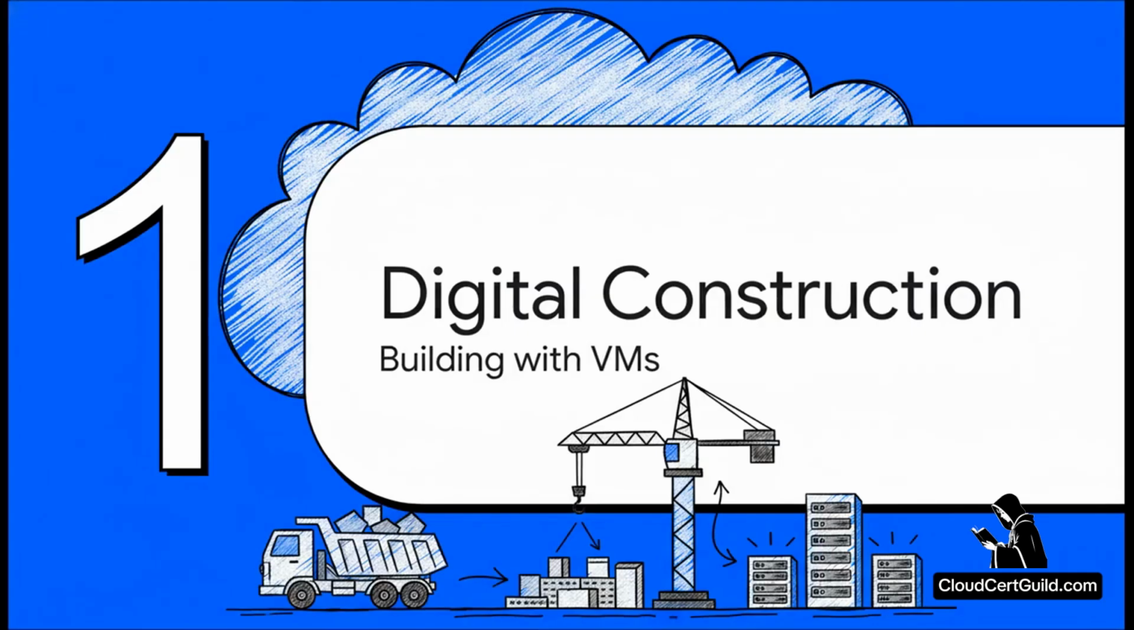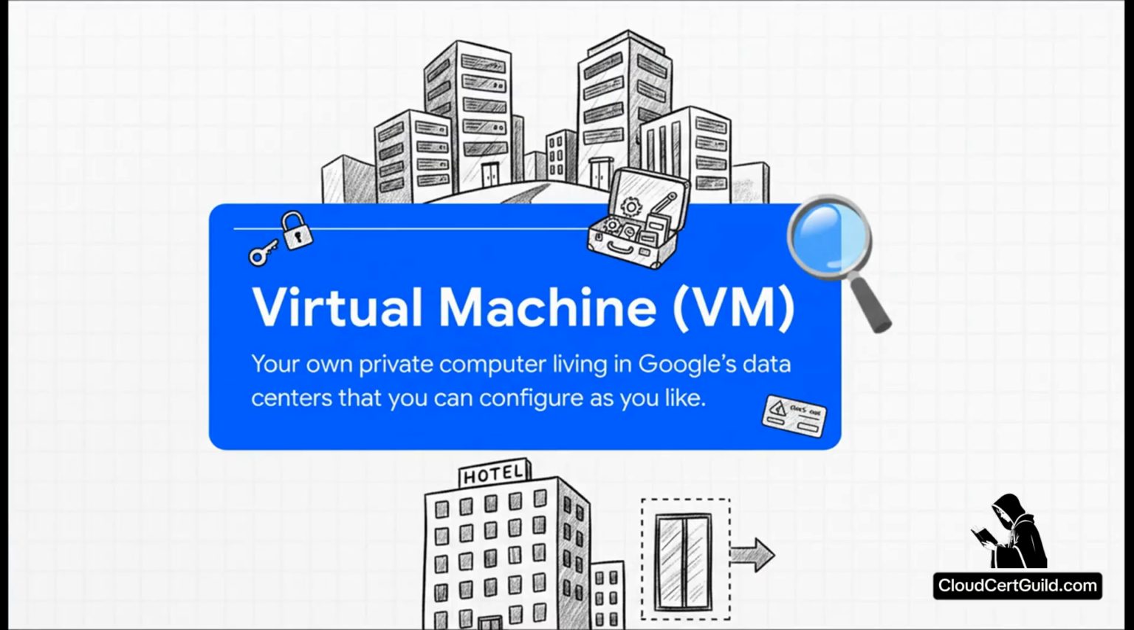I want you to imagine the cloud as this huge, empty plot of land. It's your digital construction site. And Google Compute Engine? That's the service that delivers all the raw materials, the heavy machinery, everything you need to build whatever you can possibly dream up. And the most fundamental material of all? That's the virtual server. This is called a virtual machine, or just a VM for short. It is your very own private computer that lives inside one of Google's giant data centers.